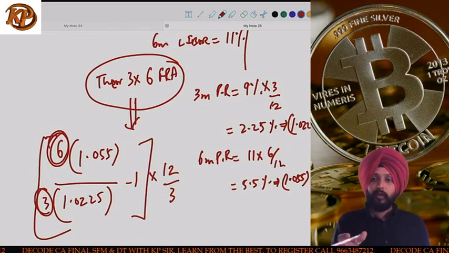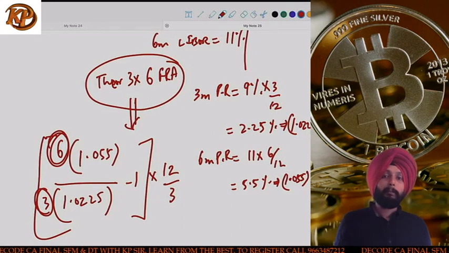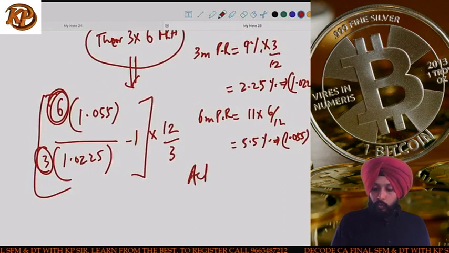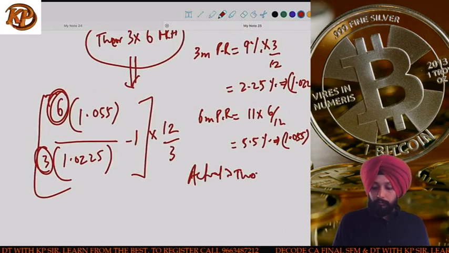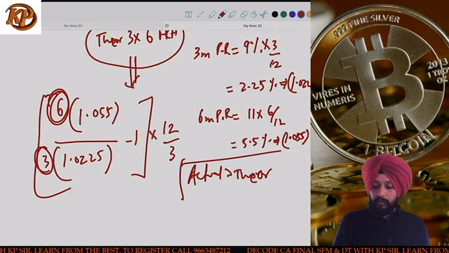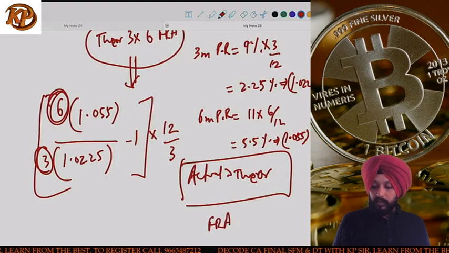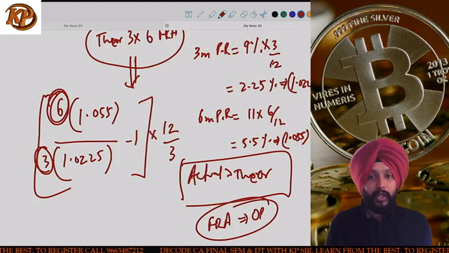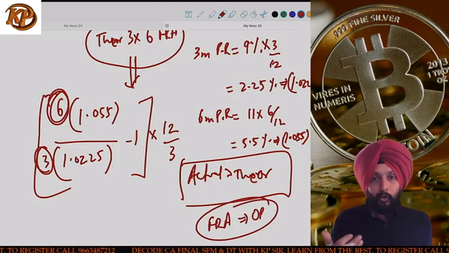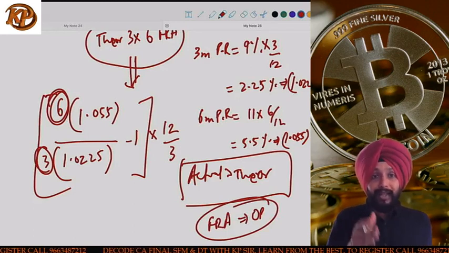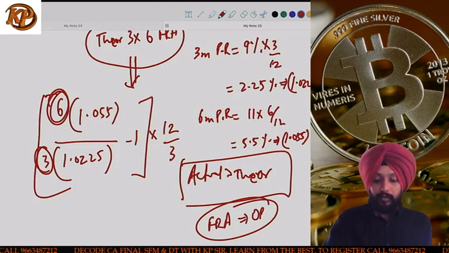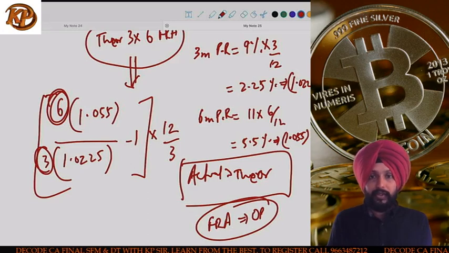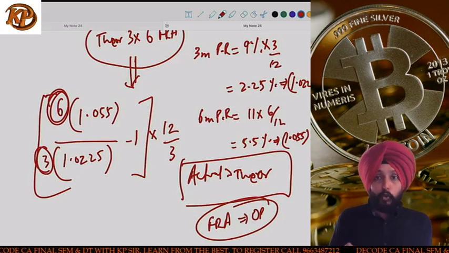Once you calculate the theoretical 3 into 6 FRA, then you need to compare it with the actual 3 into 6 FRA. And just remember one thing, if actual is greater than theoretical, it means FRA is overpriced. If the actual rate of FRA is greater than the theoretical rate of FRA, then we say that FRA is overstated. And if FRA is overstated, to conduct arbitrage, we will borrow using FRA.